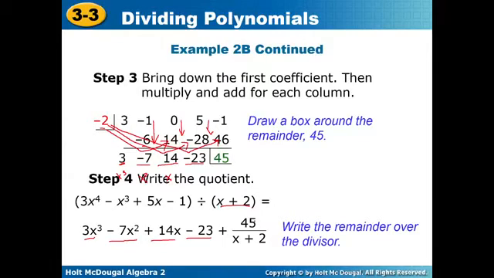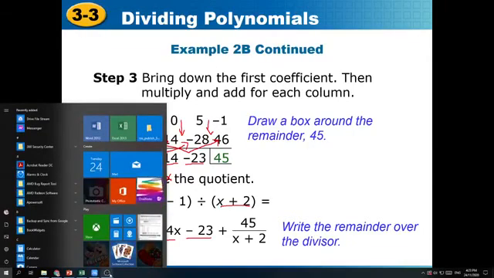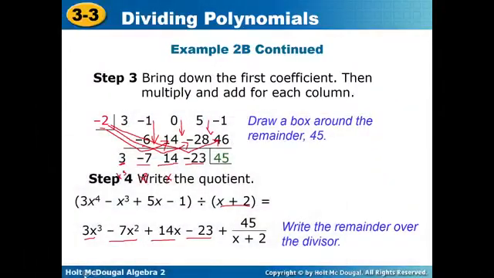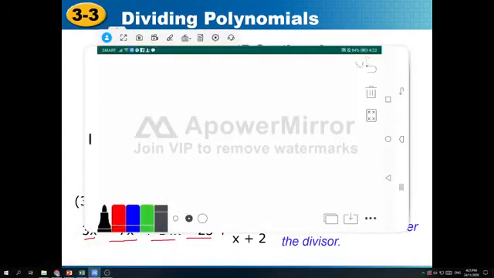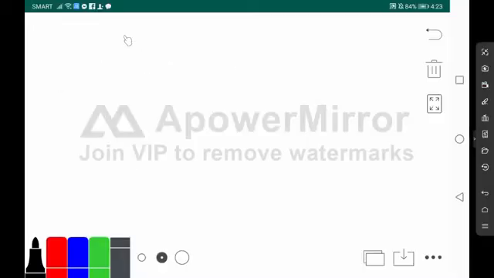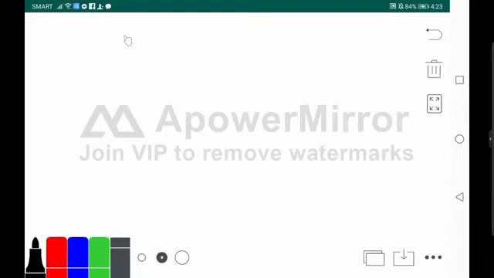Now, this time, I'm going to be presenting to you my tablet. Okay? There you go. Let's have this as full screen. So, let's have our third example. What if I'm going to be having this example? For instance, you have 2x cubed minus 3x squared plus x minus 6.